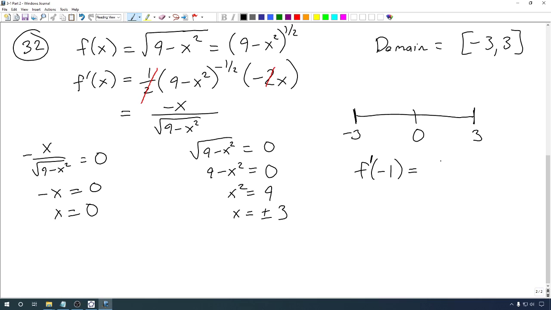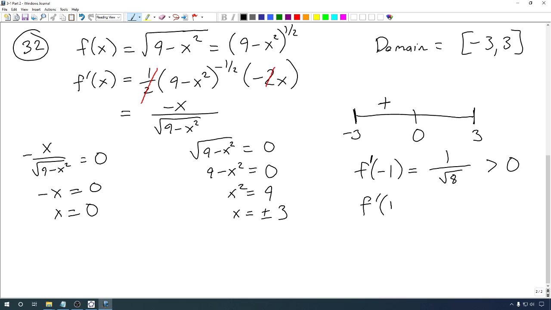Negative x on top, so negative and negative 1 is a positive 1. On the bottom, I have the square root of 9 minus negative 1 squared. Negative 1 squared, of course, is 1. 9 minus 1 is 8. So we get 1 over the square root of 8. Now, we don't actually need to know exactly what this value is. All we need to know is that this is a positive number. It is not negative. There's no negatives involved here. Taking the square root and putting it on the bottom does not change this from being positive. So we definitely have a positive value here.